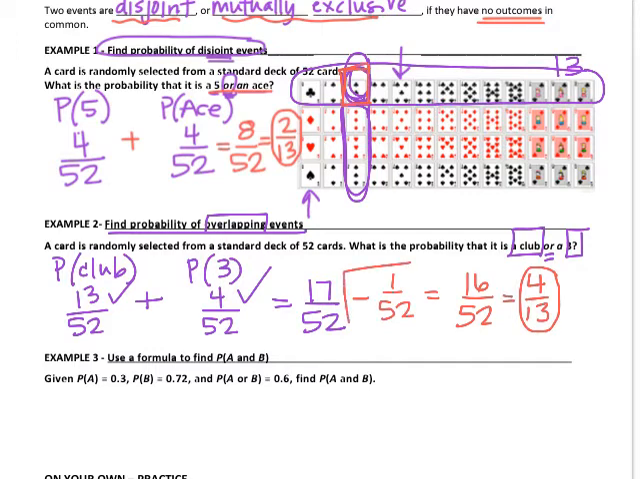And so I just want you to remember from this example, we are going to subtract the overlap from the original probability that we find so that we don't count that item in both groups and then give a false probability.